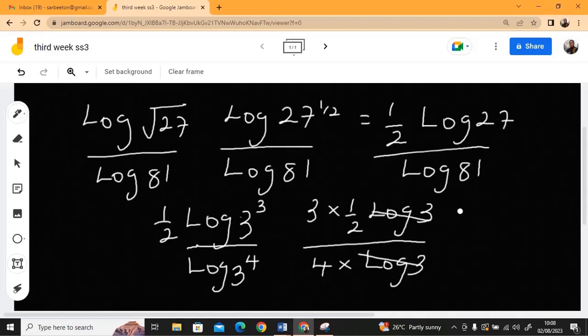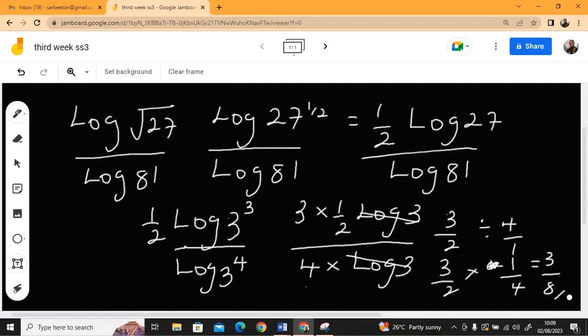3 times 1 is 3, so this is 3 over 2 divided by 4 over 1, because this 4 is 4 over 1. So we have 3 over 2 times, this one will come up, this one will come down, this 1 is 1 over 4. So 3 times 1 is 3, 2 times 4 is 8. So your final answer is 3 over 8. So that is your final answer. This is it for the other one.